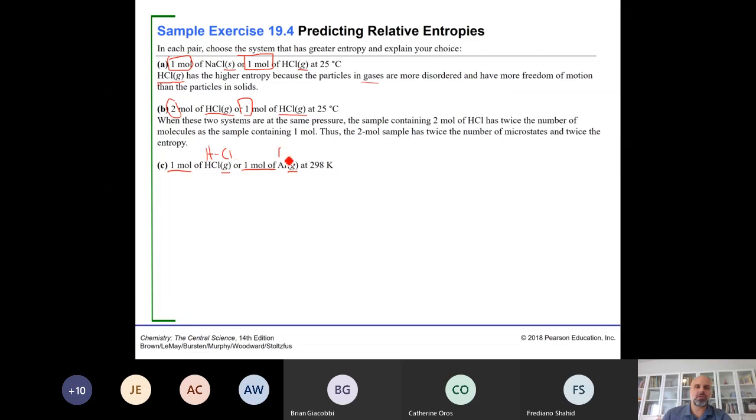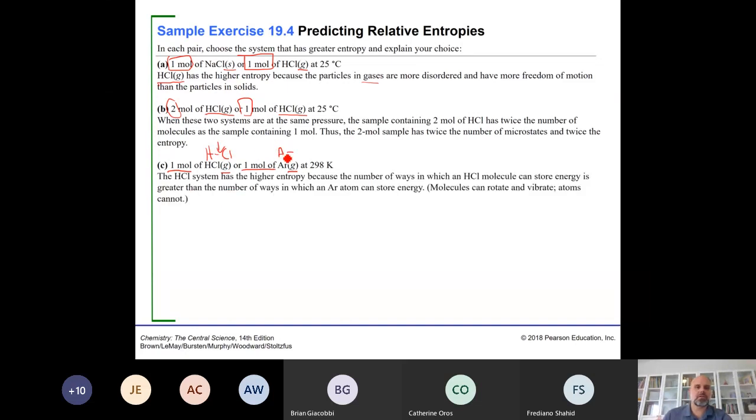The other one is just straight up argon. Everyone see there's a bond here, right? This one has a bond. Argon does not. So the HCl is going to have a higher entropy because the number of ways in which an HCl molecule can store energy is greater than the number of ways in which the argon atom can store energy.